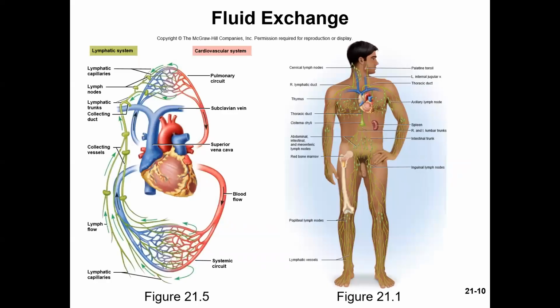So here is a map of the lymphatic system in comparison and in conjunction with that of the cardiovascular system. We can see again lymphatic capillaries, lymphatic nodes. We can see the lymphatic trunks and the collecting ducts that lead into those subclavian veins. We can see collecting vessels, and we can understand the lymph flow from the lymphatic capillary as it's climbing back up into the main circulation.